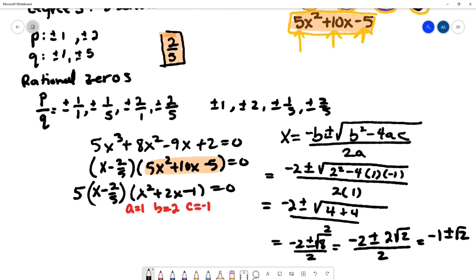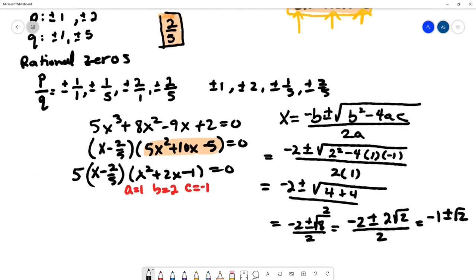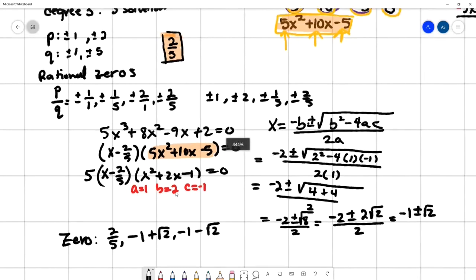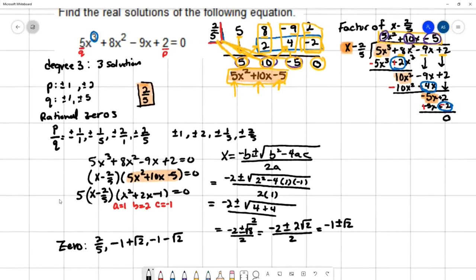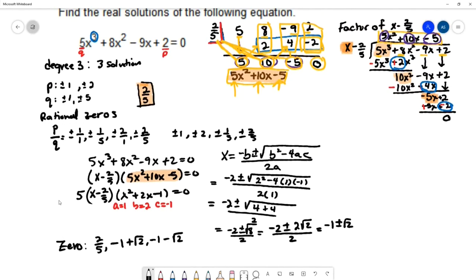So now I've identified all of the zeros. Remember we said that there would be 3. So we have 2/5 being one of them, negative 1 plus square root of 2 being the second one, and negative 1 minus square root of 2 being the third. So these are the zeros or the solutions of our polynomial equation, 5x cubed plus 8x squared minus 9x plus 2.